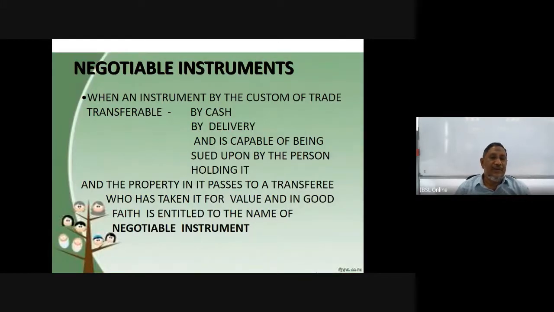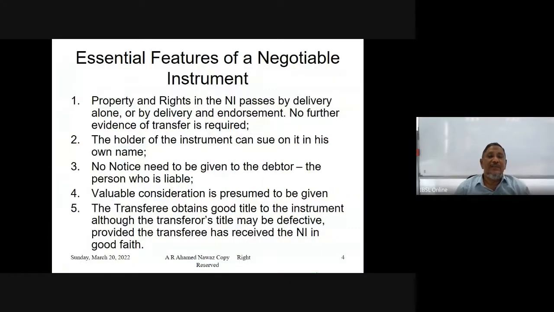The negotiable instrument will be an instrument by custom of trade transferable like cash, by delivery, and it is capable of being sued upon by the person holding it. These are the three areas that we discussed a while ago. And the property passes to the transferee who has taken it for value and in good faith, entitled to the name of negotiable instrument. Okay, what are the essential features of a negotiable instrument? Property and rights in the negotiable instrument pass by delivery alone or by delivery and endorsement. No further evidence of transfer is required.